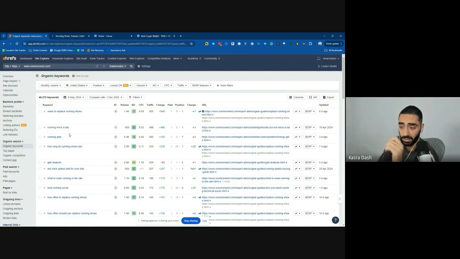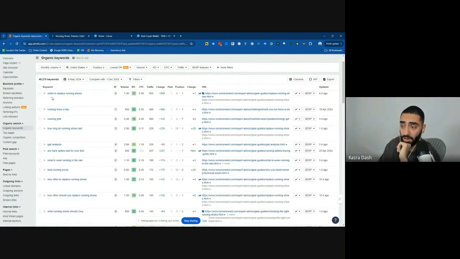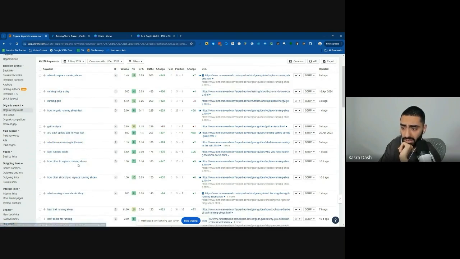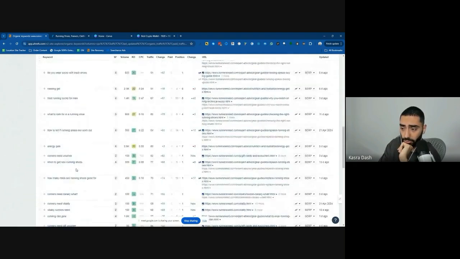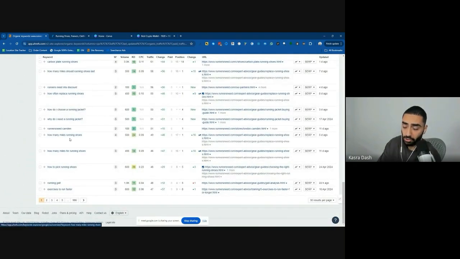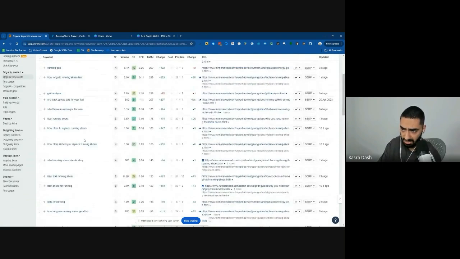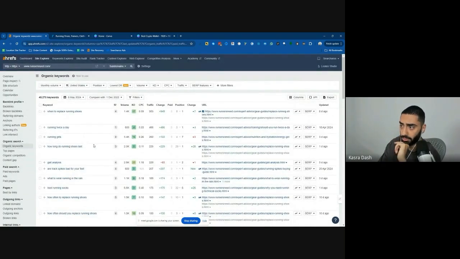It's not the case. What they've done is they've actually covered the topic in its entirety. Like when to replace running shoes, how long do running shoes last, what to wear running in the rain, how often to replace running shoes, and so on and so forth. They also rank for buy running shoes for men in the UK as well. So if you guys did want to check that out.